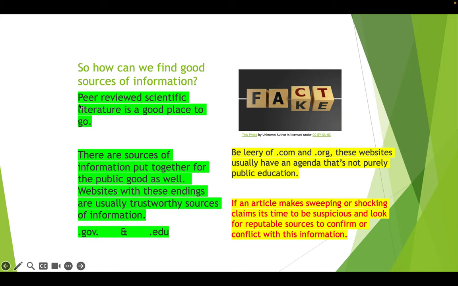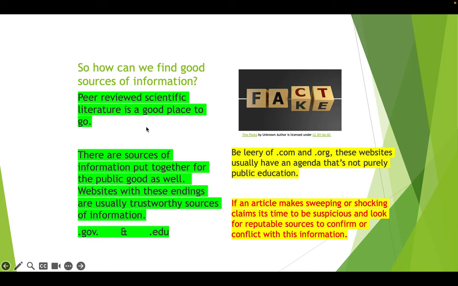What it means is that if I do an experiment and I write a paper about it and I want to tell other scientists, I'll submit it to a journal that publishes other studies that are similar to mine. And that journal will send my research paper out to usually 3 to 5 other scientists who are experts in the field. And they're going to read my study and see if they think it holds up. Have I designed my experiment well enough? Do my conclusions make sense? And if my study passes peer review, then it can be published.